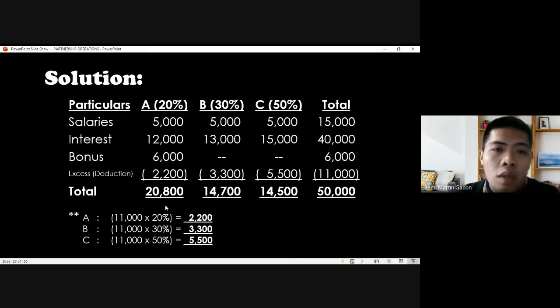Okay? So for A, 20,800 lang. Then for B, 14,700. Then kay C, 14,500. Instead na naging positive balances dito, naging negative balance. Okay? Or naging negative amount because of a negative excess or a deduction. Okay? Sir, ano po ba yan? Parang normal lang po ba yan sa competitions? Yes. Maging normal yan sa competition.